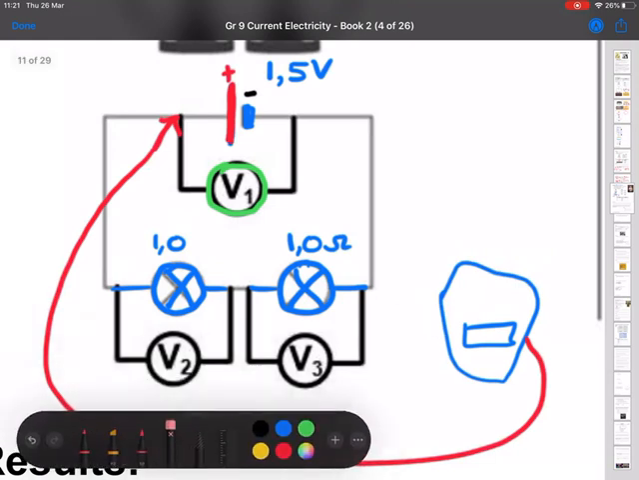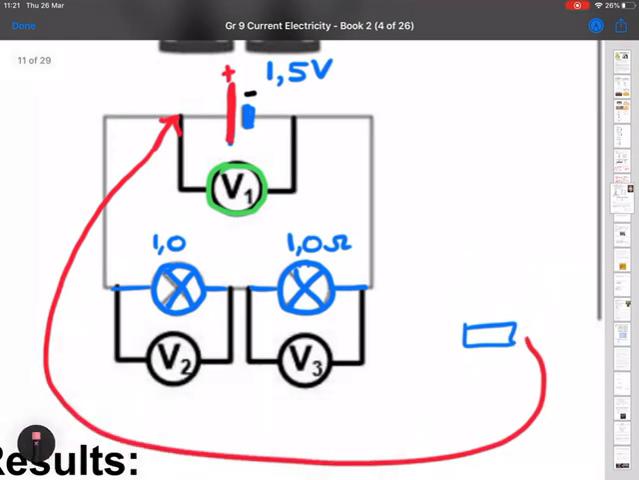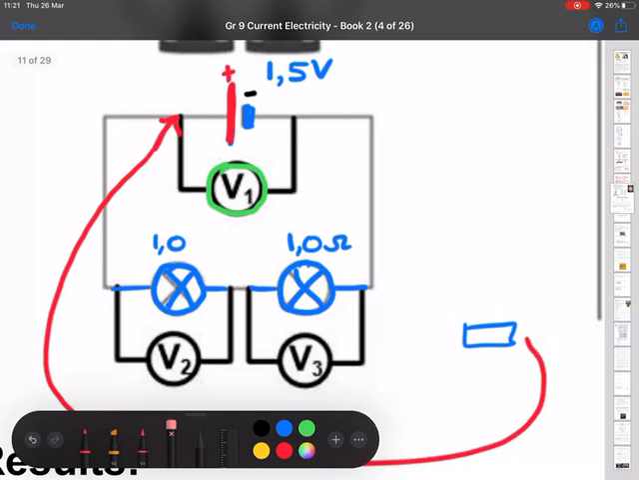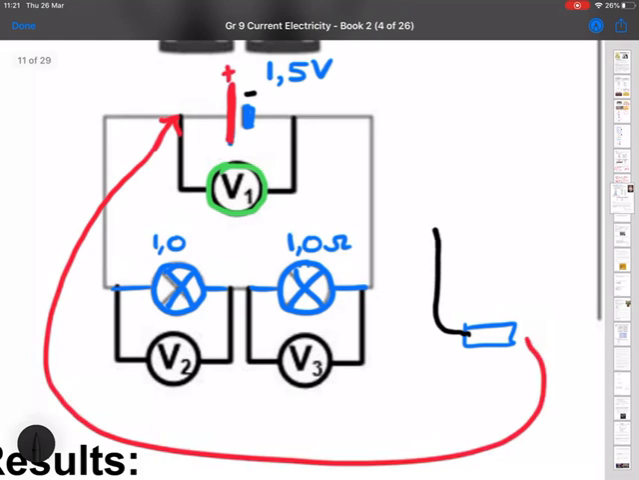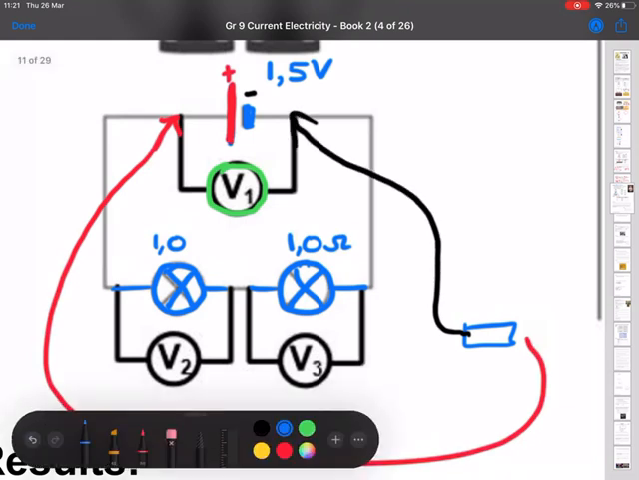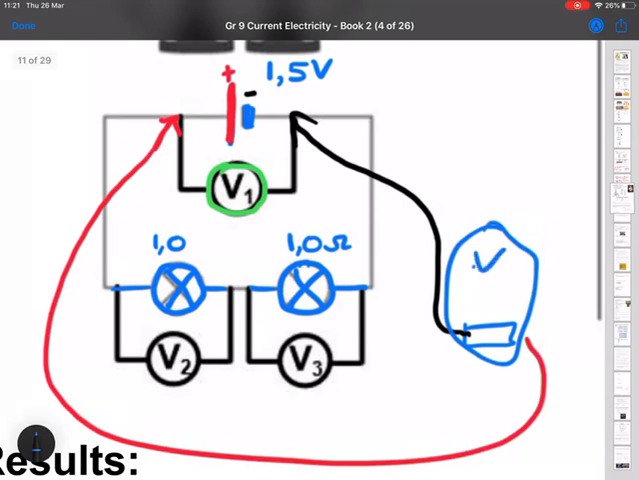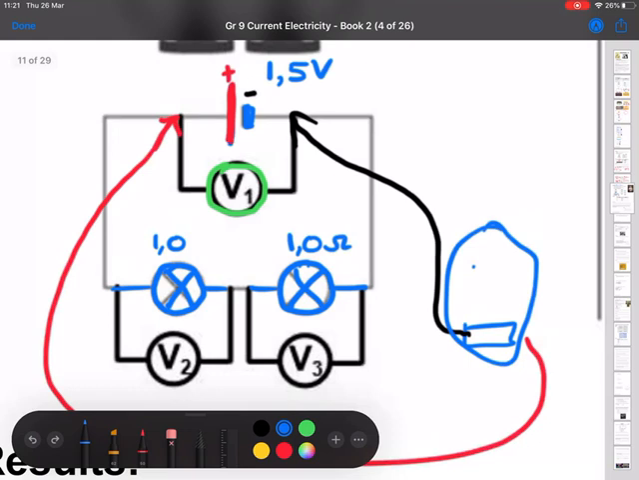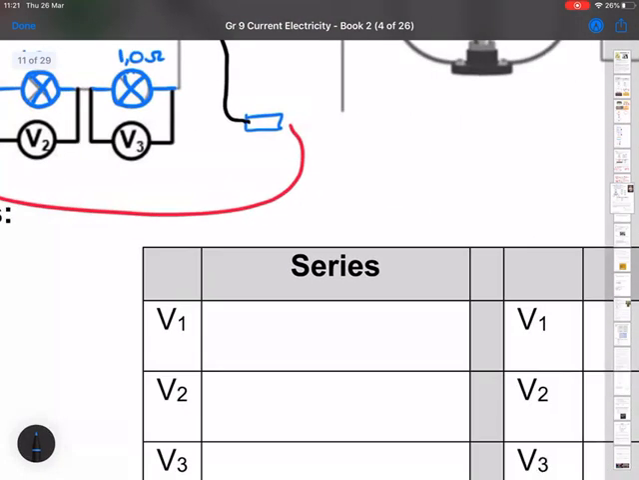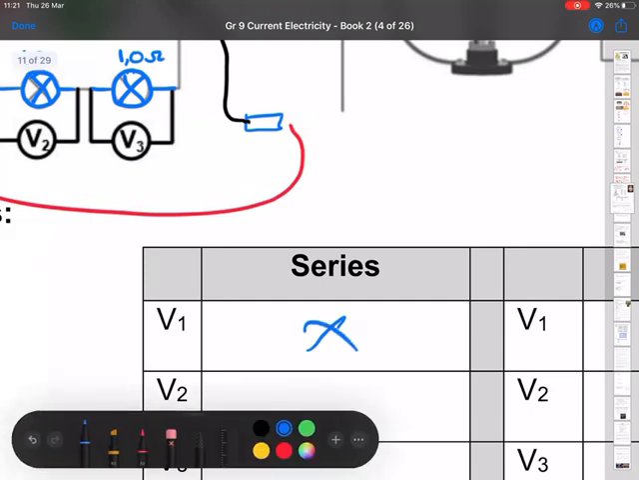And then the black lead on your voltmeter, you're going to connect to this point. Black lead on your voltmeter, you're going to connect over there. And you're going to see what the reading is in your voltmeter. Okay, so that'll give you a reading for voltmeter 1. Then you're going to write down that value over there.